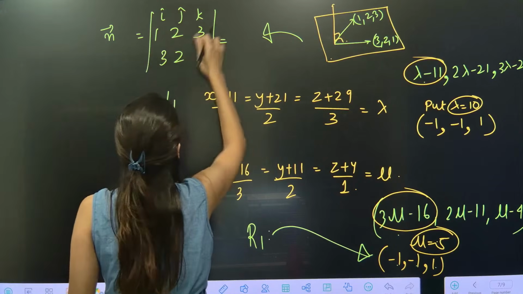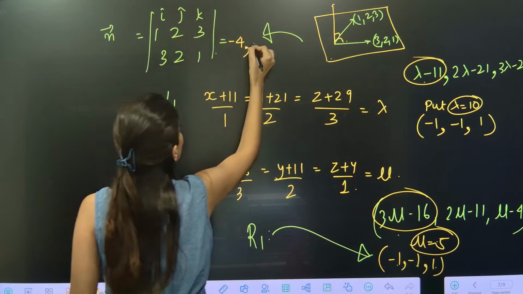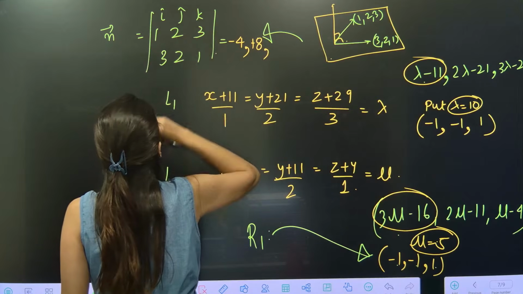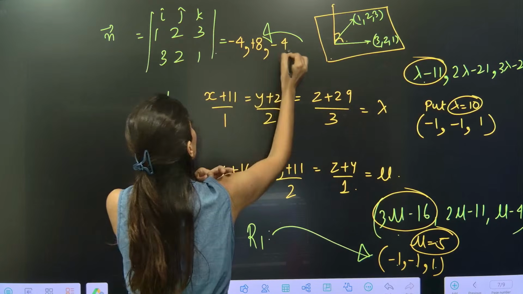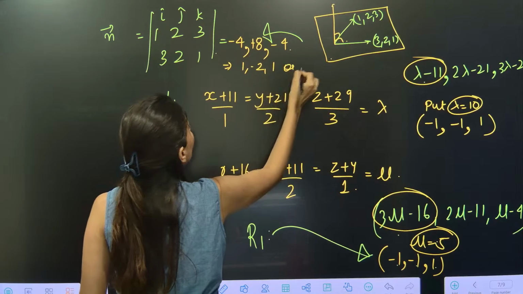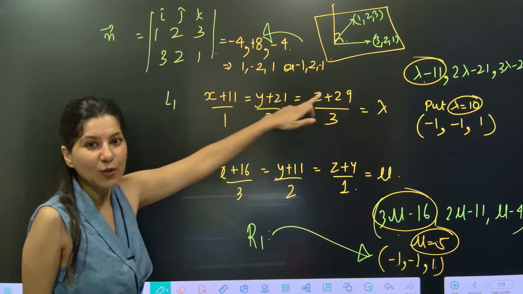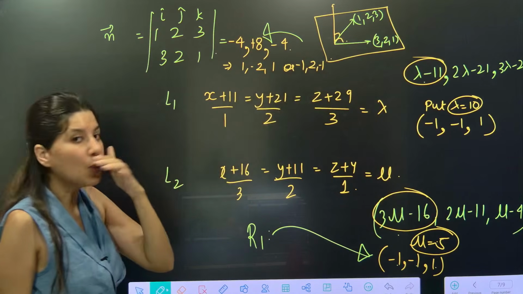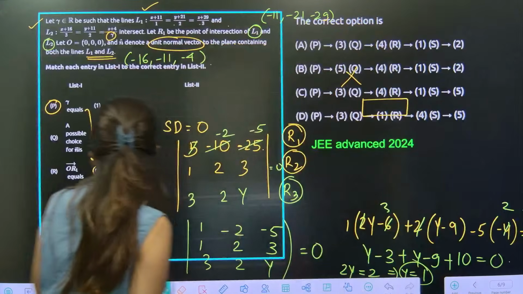So 2 minus 6, so this is minus 5. What about this? 1 minus 9, so this is plus 8. And this is 2 minus 6, minus 4. So this will be what? 1 comma minus 2 comma 1, or minus 1, 2, minus 1. There will be two answers, 1, minus 2, 1 or minus 1, 2, minus 1. Let's see, 1, minus 2, 1 I will take, and 1, minus 1, 2.